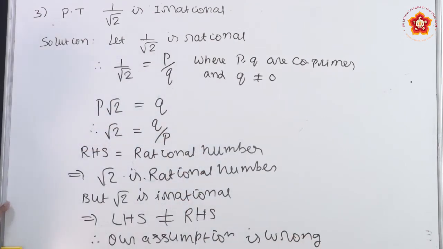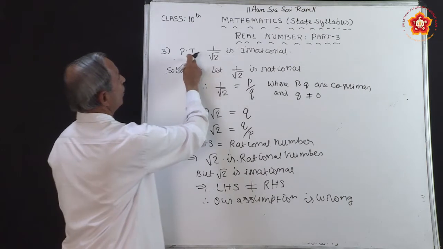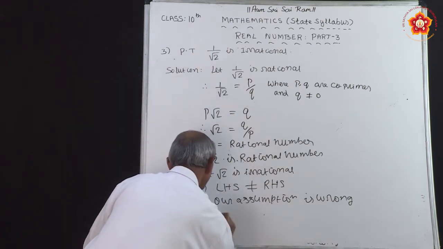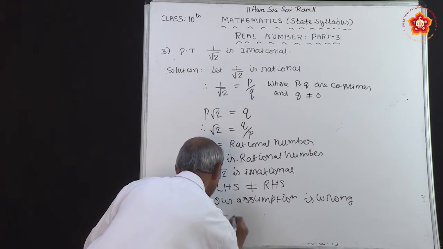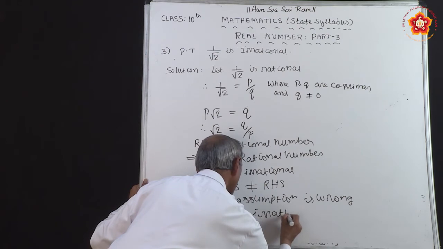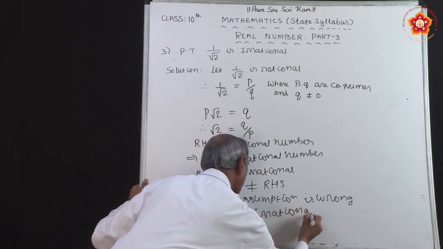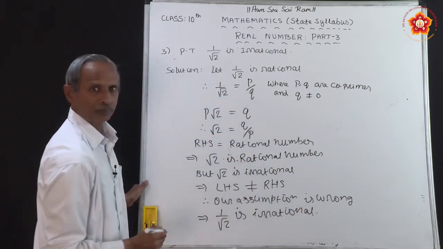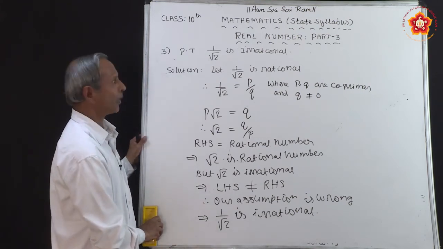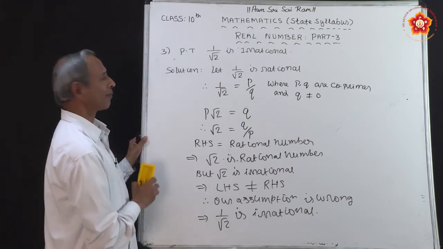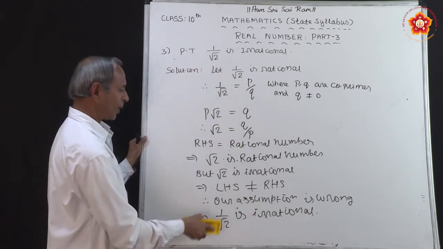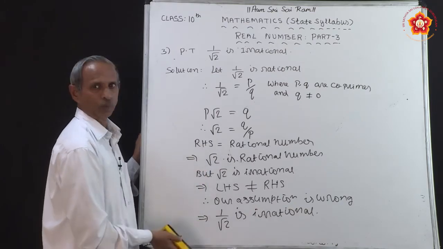So, we have to change our assumption. Therefore, 1 upon root 2 is irrational. Now we are using the method of contradiction. Therefore, here we have proved that 1 by root 2 is irrational.